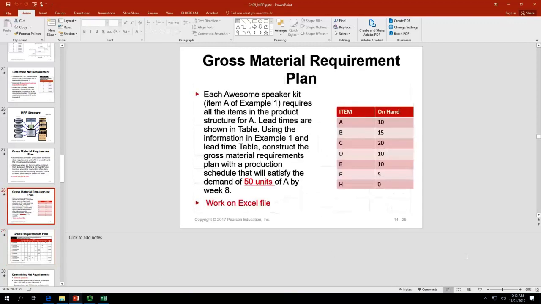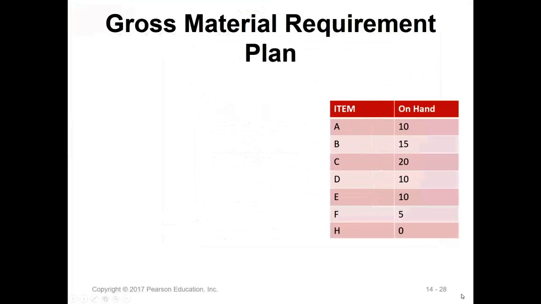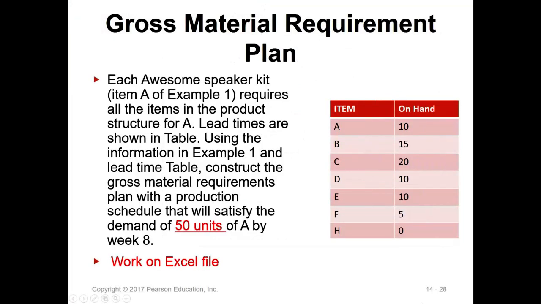And so here is each speaker kit requires all the items in the product structure for A. The lead times are already given. So using the information in example 1 and the lead time table, construct the gross material requirements plan with a production schedule that will satisfy the demand of 50 units of A by week 8.